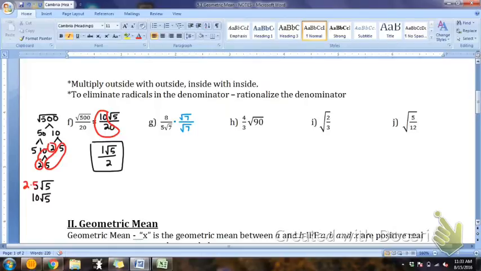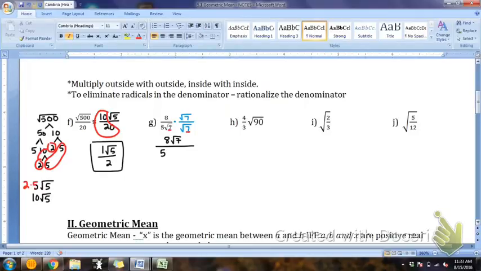Okay? So the rule is you can multiply inside with inside and outside with outside. This 8 is on the outside. The square root of 7 is on the inside. So this just becomes 8 square root of 7 on the top. You cannot do 8 times 7. Now on the bottom, 5 times, well there's nothing out there except maybe a 1 in front of that 7. So it just becomes 5 on the outside. But we can multiply inside with inside.